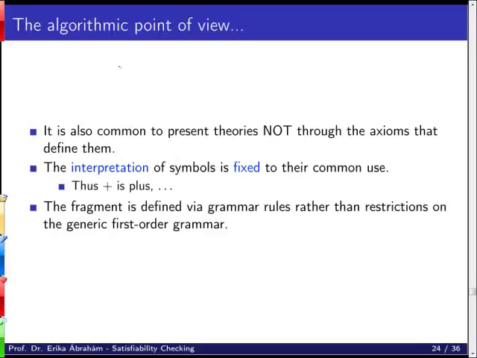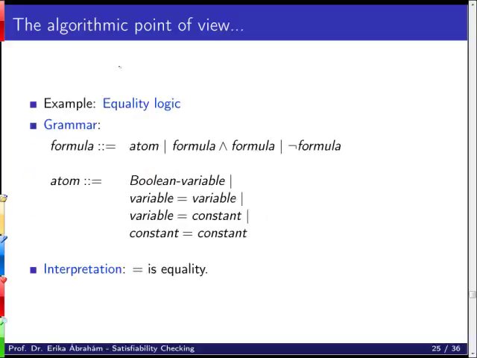Okay. Now what we have looked at is how to define those theories using axioms. And as we will see, axioms are not always well suited to define these theories. Sometimes we will use grammar rules. This you probably also know. Here is an example for equality logic, which we will look at next. Instead of defining some axioms restricting the meaning of the equality, we just define the grammar.